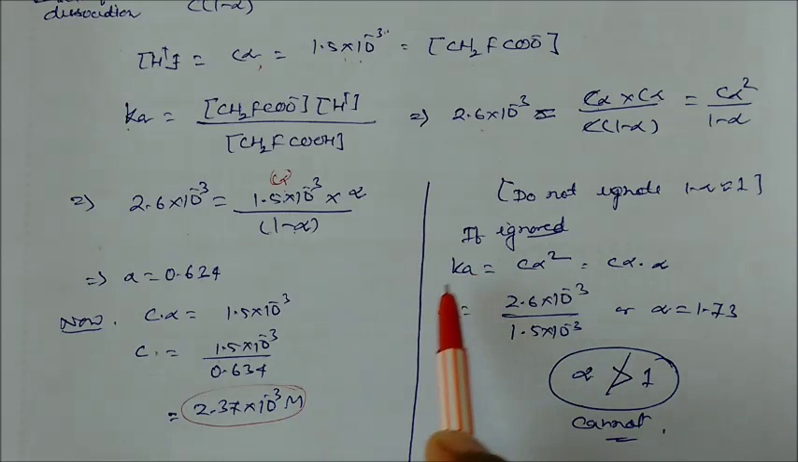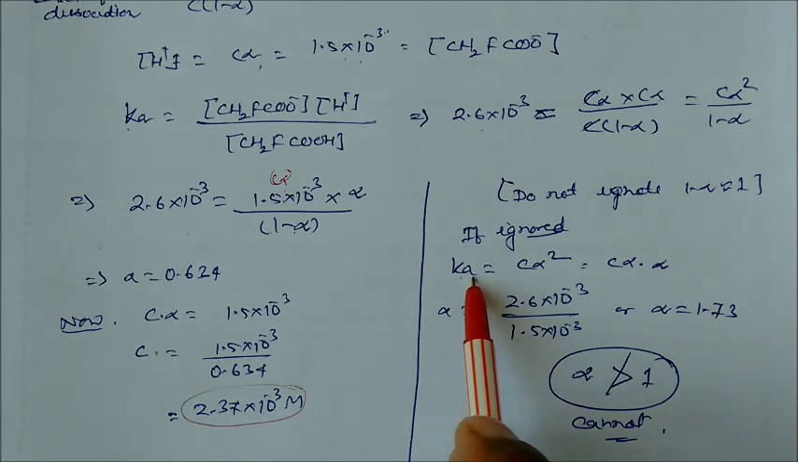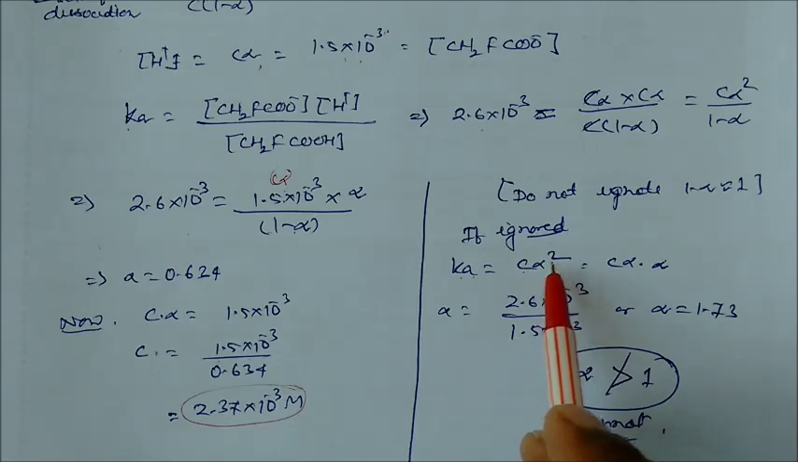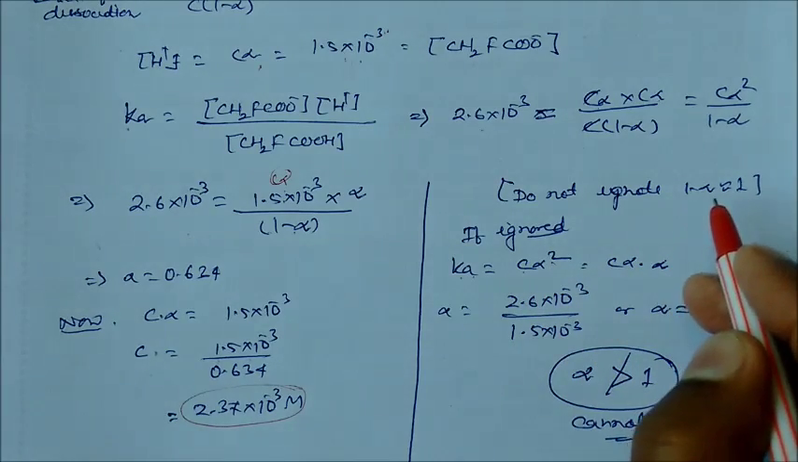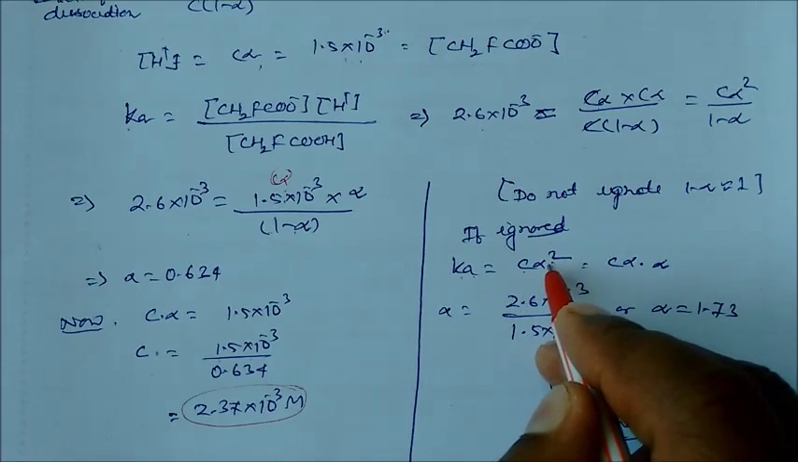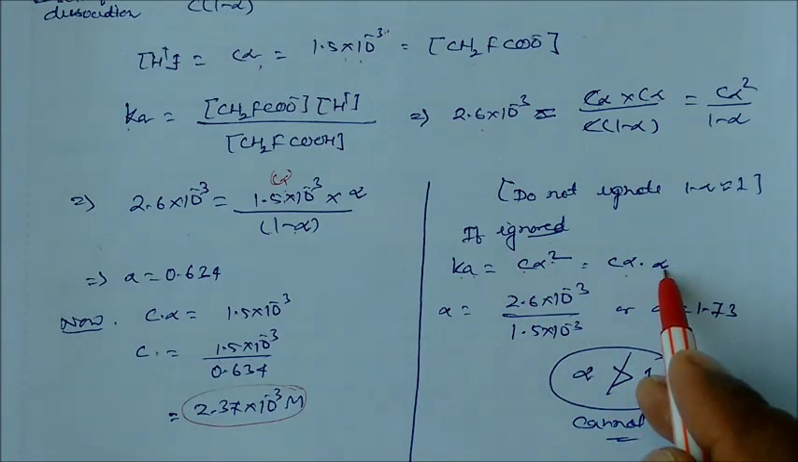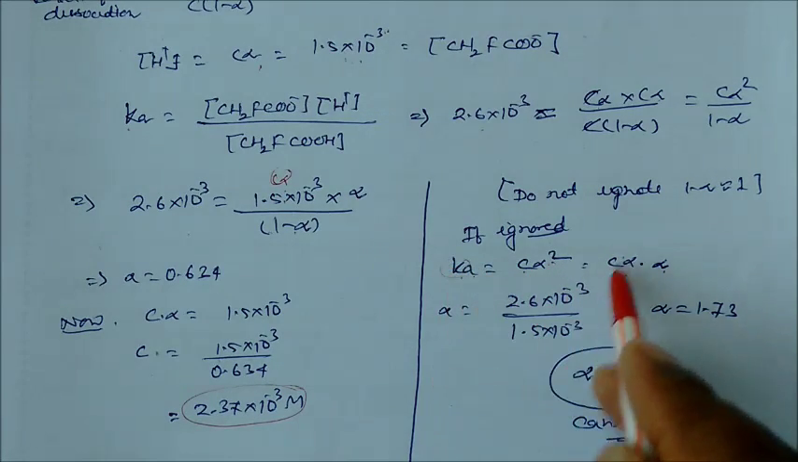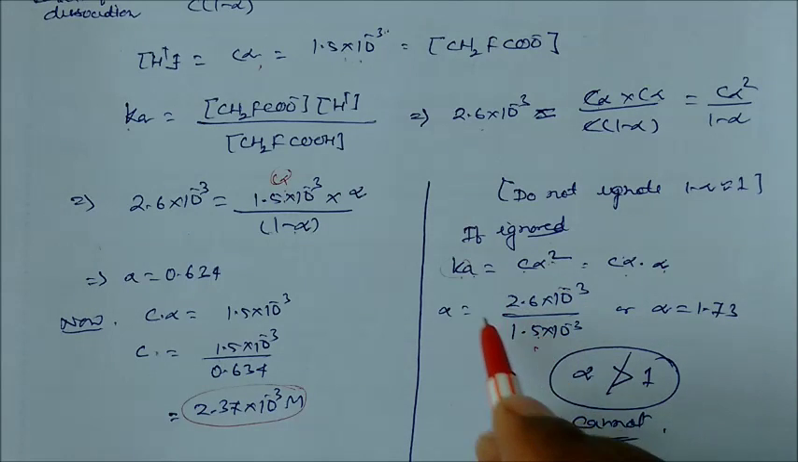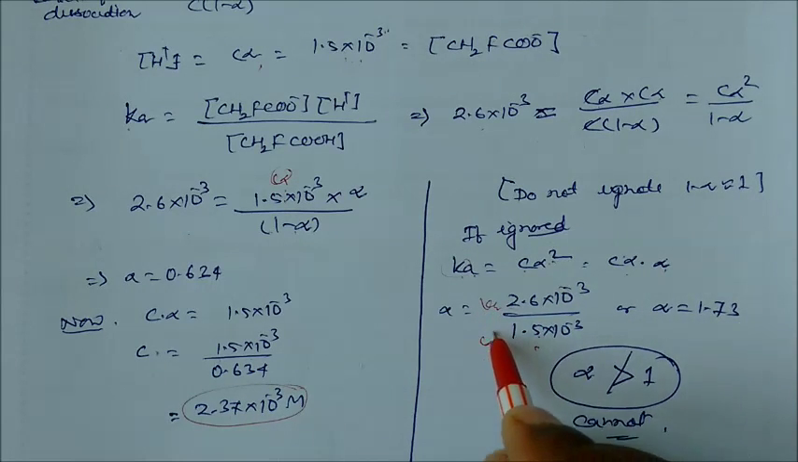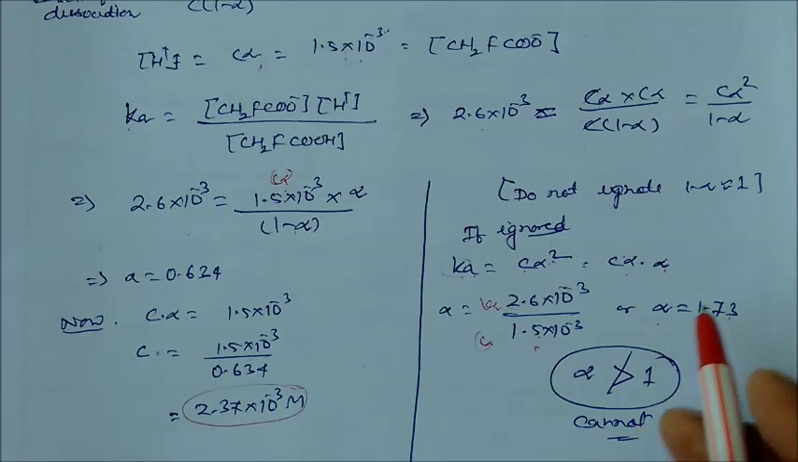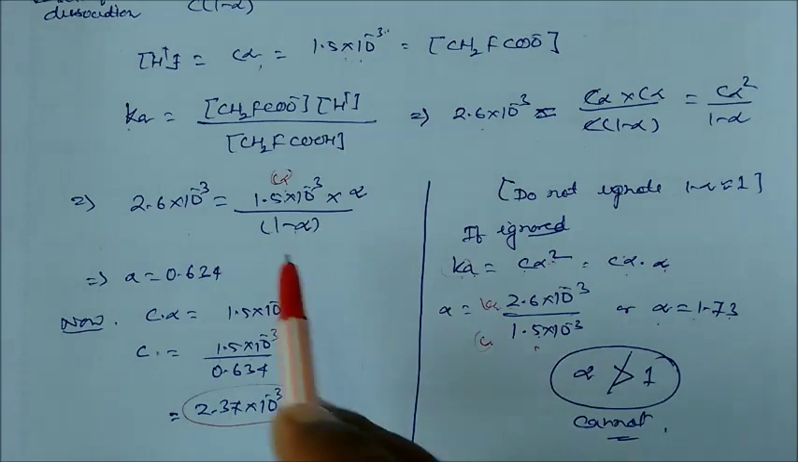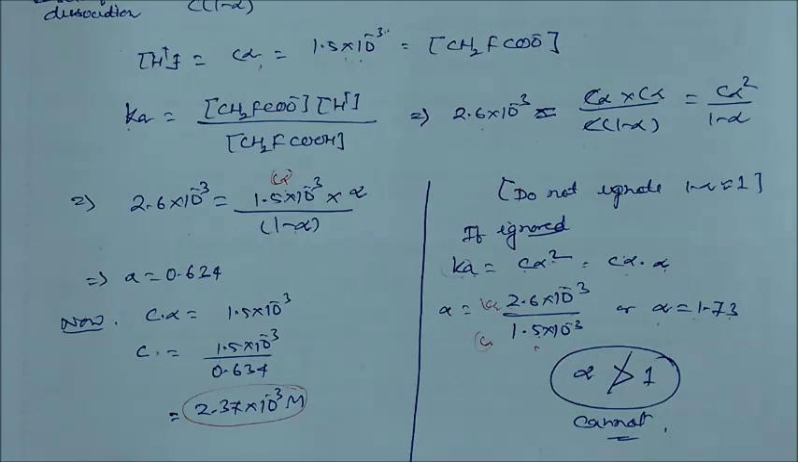One more thing: why can we not write K is equal to C alpha square? Suppose we ignore the 1 minus alpha. On ignoring it, this becomes C into alpha square. So C alpha into alpha, so alpha equals Ka by C alpha. This is the Ka, this is the C alpha. If you divide, alpha equals 1.73, which is impossible. That's why we never do this. We have to do it in this process. This is the way.